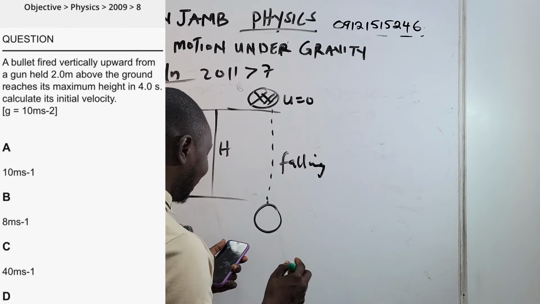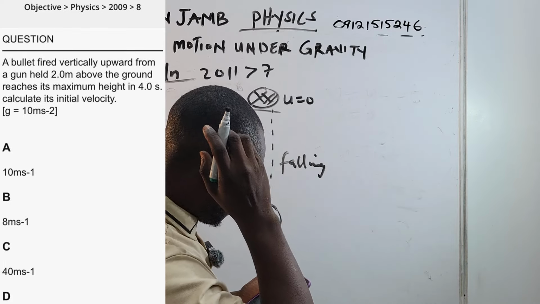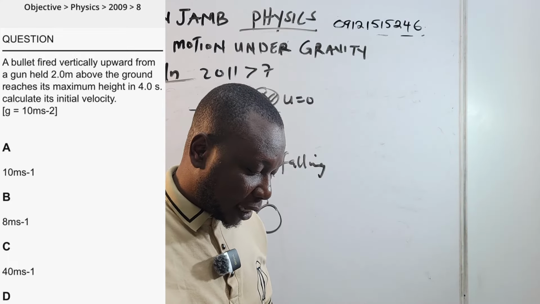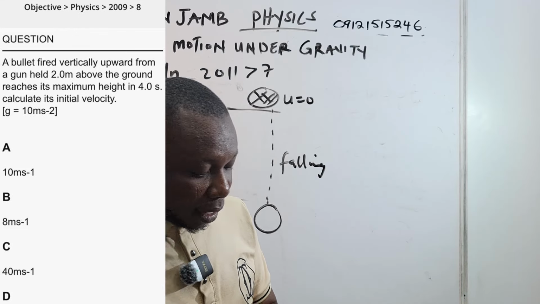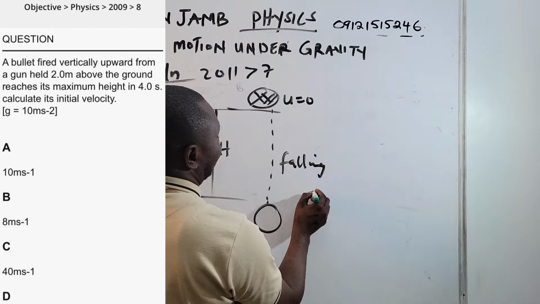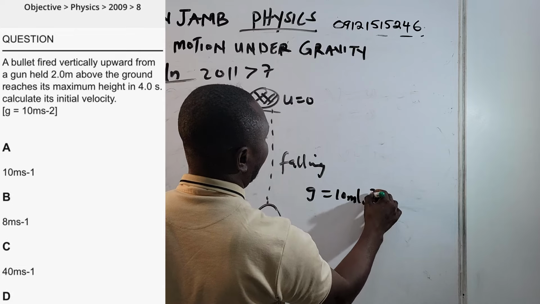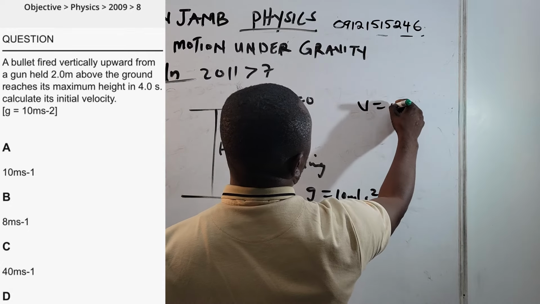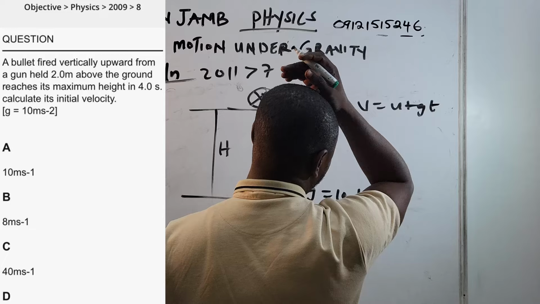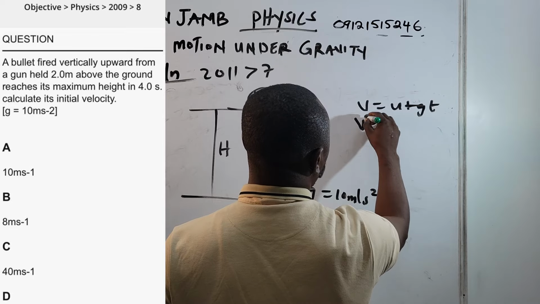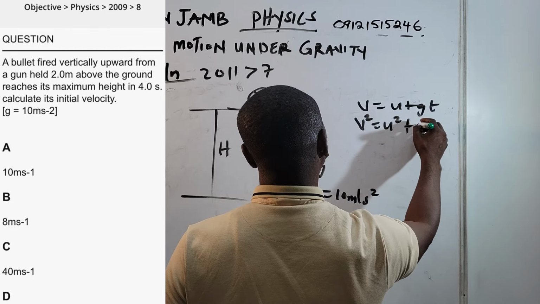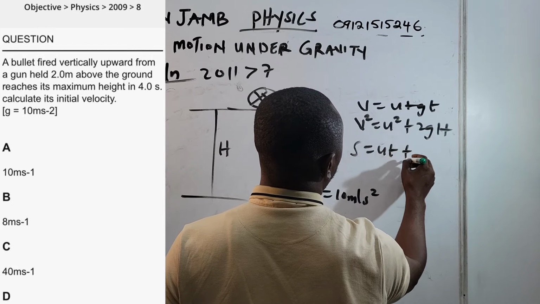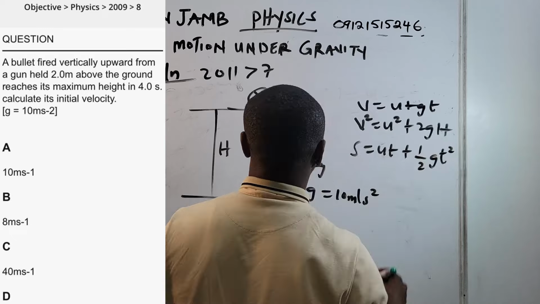So what is the distance covered by the object, if it takes an object 3 seconds to fall freely to the ground from a height, given that G is 10 meters per second squared? So you think of which formula to go with. Okay, I have V equals U plus GT. Again, I have V squared equals U squared plus 2GH. I equally have S equals UT plus 1 over 2 GT squared.